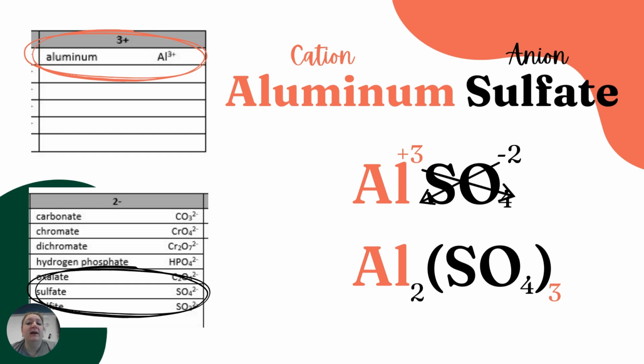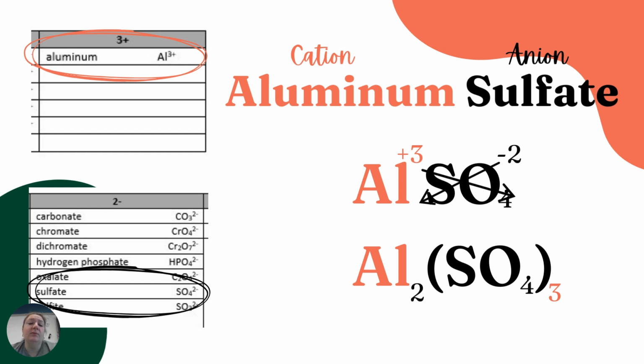The 2 goes behind the aluminum, and then to set that 3 charge separate from the SO4, we're going to add parentheses around the whole S, O, and 4, and put the pink 3 from the aluminum on the outside. So what this does is it tells us that we have 3 SO4 groups, which is 3 sulfate, and 4 times 3 is 12 oxygen in this formula, and then we would have 2 aluminum.